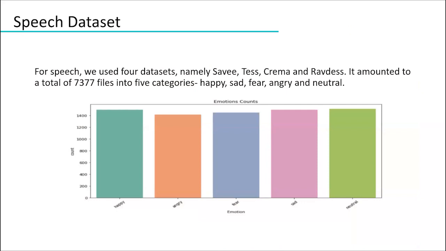So coming to the speech, we used 4 datasets: SAVEE, TESS, CREMA, and RAVDESS. This totally amounted to 7,377 files, which again were divided into 5 categories: happy, sad, fear, angry, and neutral.